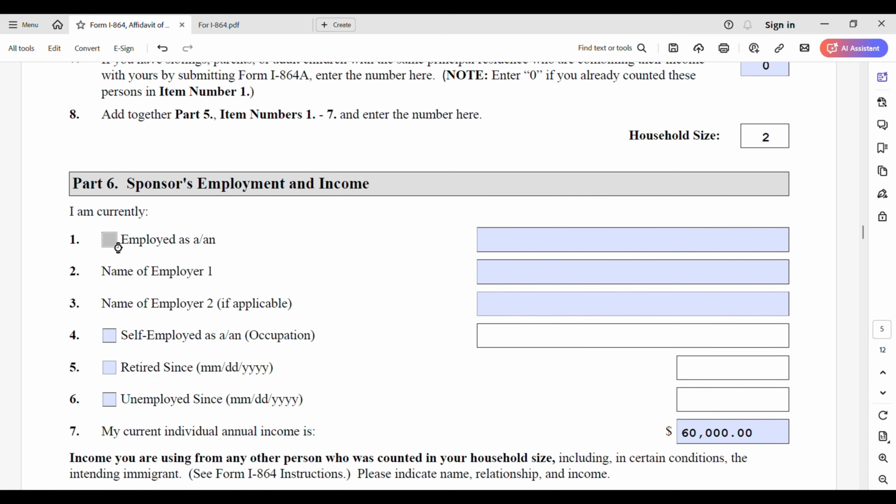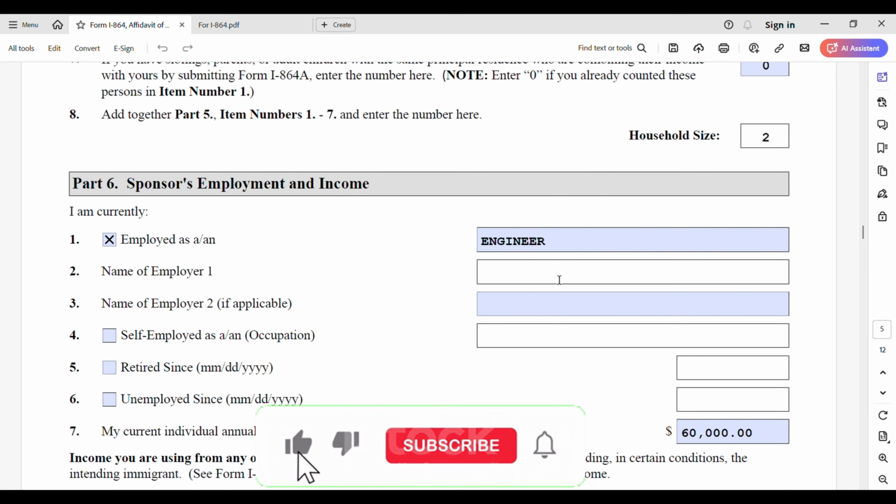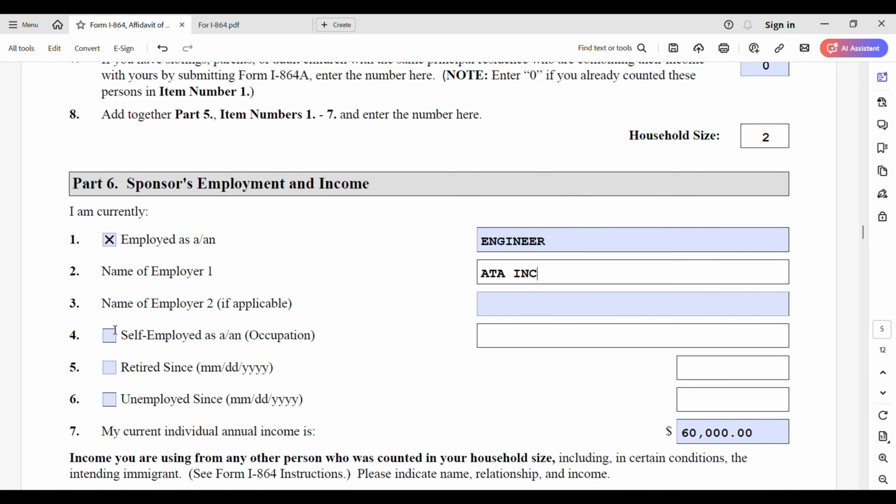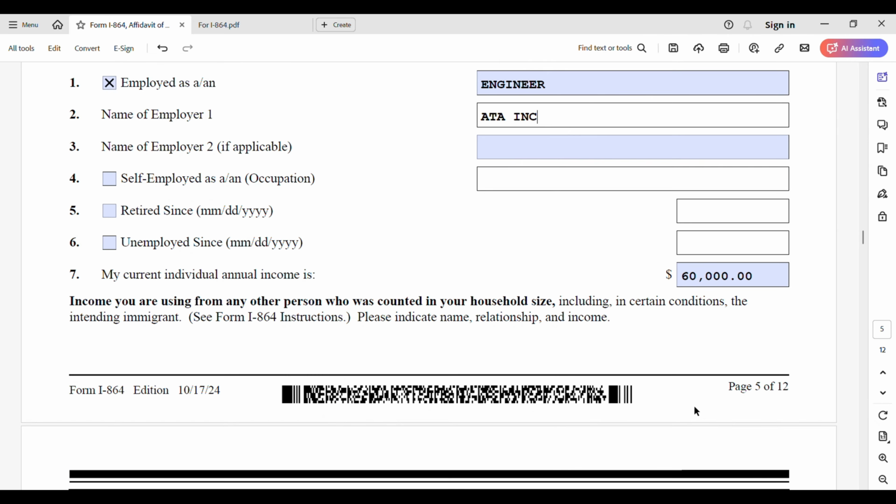First question, I am employed as an engineer. Question number 2, name of employer, it's called ATA Incorporation. I do not have employer number 2. Question number 4, self-employed. I'm not self-employed. Retired, no, since I'm still working. Question 6, unemployed, no, since I'm employed, and my current individual annual income is $60,000 a year.